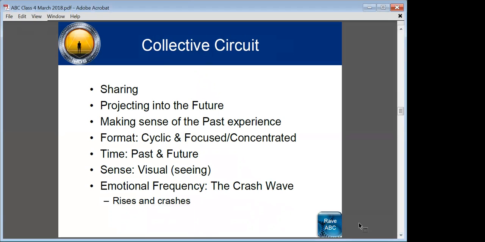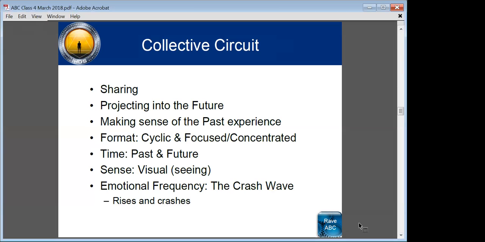It has two format patterns, and those each belong to channels that come from the root to the sacral. One of those channels creates a patterned format throughout that, really a circuit within that circuit that's cyclical in nature. In other words, it goes through cycles. It goes through wave cycles, you could say, beginnings, middles, and ends. And then the other channel sets a pattern of the frequency throughout the circuit that's focused and concentrated. So those are the two patterns that come from collective.